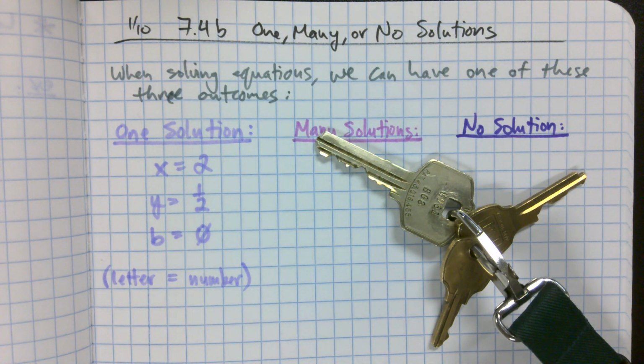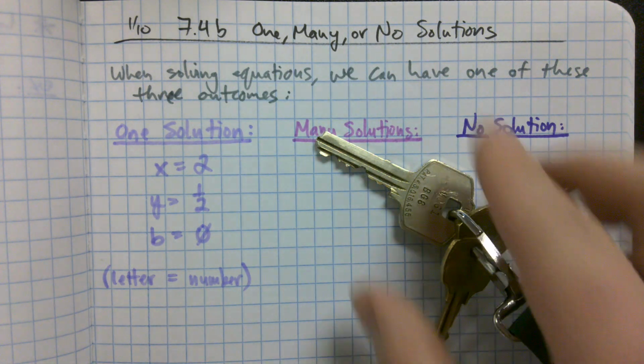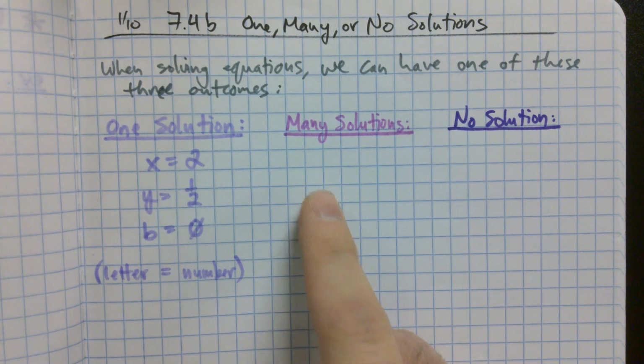Does anyone know what that key is called? A master key, exactly. It's a master key. It opens every door on campus in case of an emergency, including all the pod doors, all the front doors, all the office doors. One key for every single door.